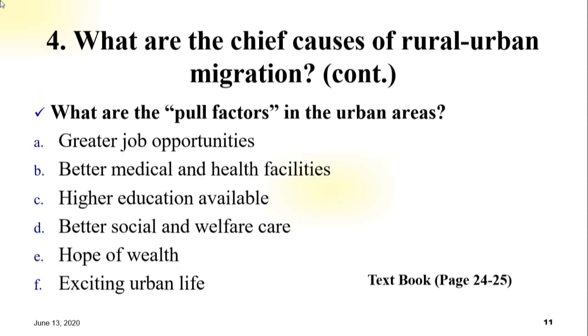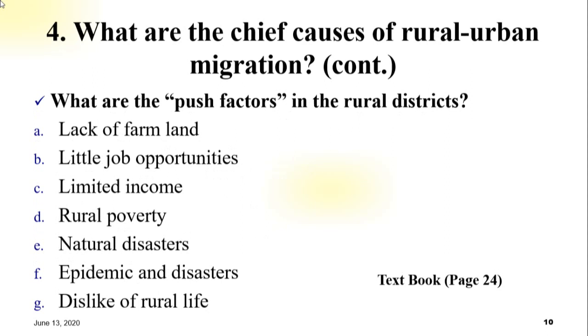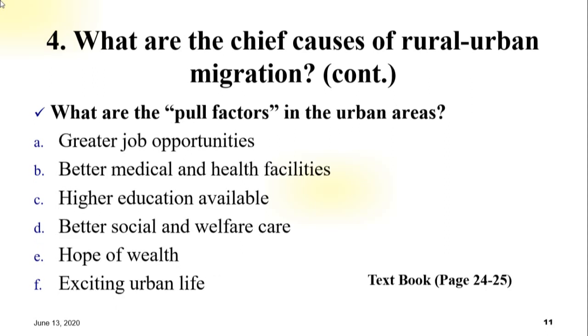One more point of the causes of rural urban migration. Here we talk about pull factors. The previous slide talked about push factors, and this slide talks about pull factors in urban areas. In the urban areas, there are 6 points. Number 1, greater job opportunity. It is the opposite of the rural district. You can find many jobs because the city offers a wide range of jobs and high salaries.